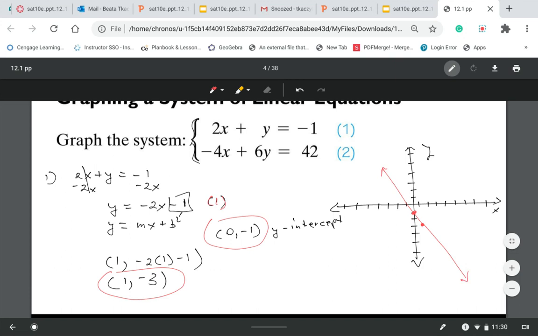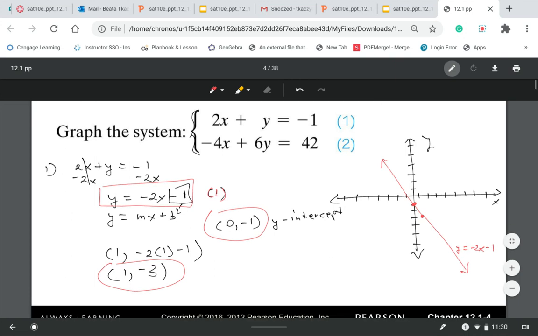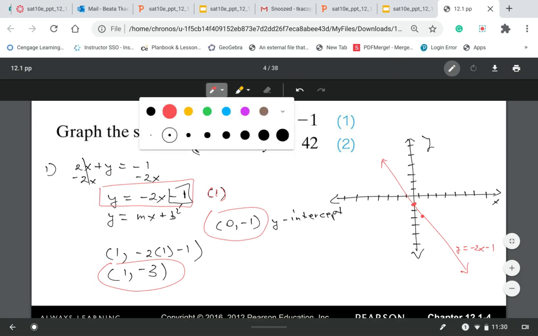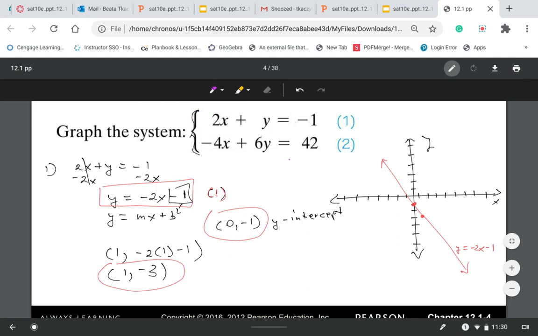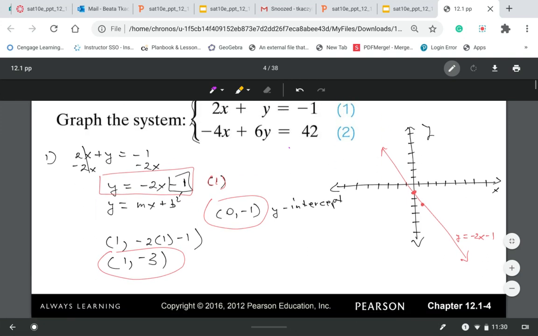So that's our first equation: y is equal to -2x minus 1. Since I'm solving the system by graphing, where I'm trying to find the solution, the point of intersection, that's why I'm rewriting each equation in slope-intercept form. So now I'm going to focus on equation 2.